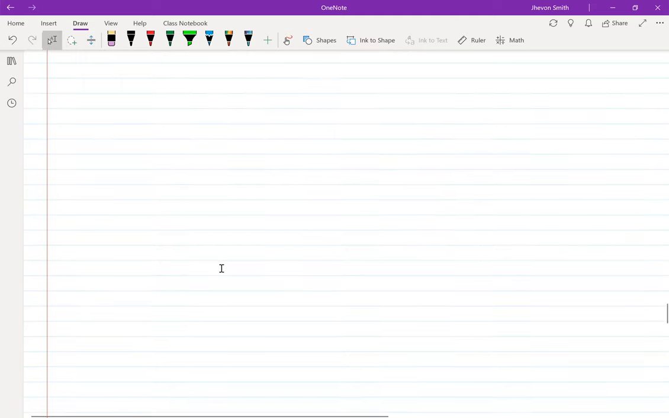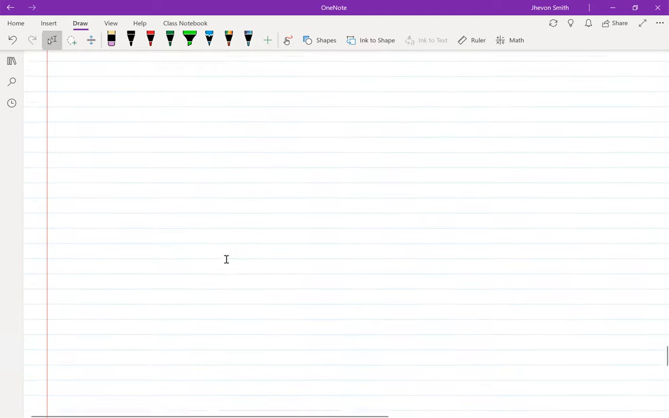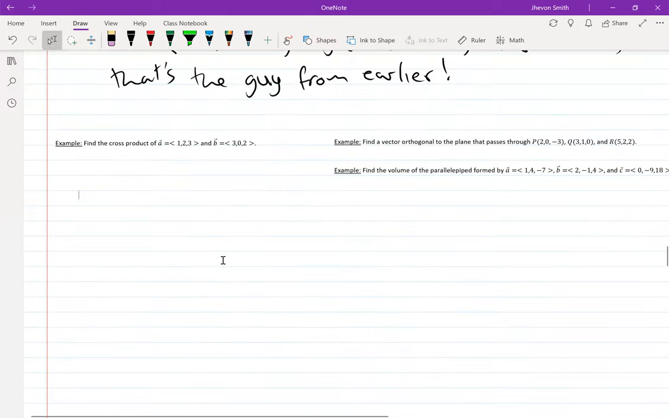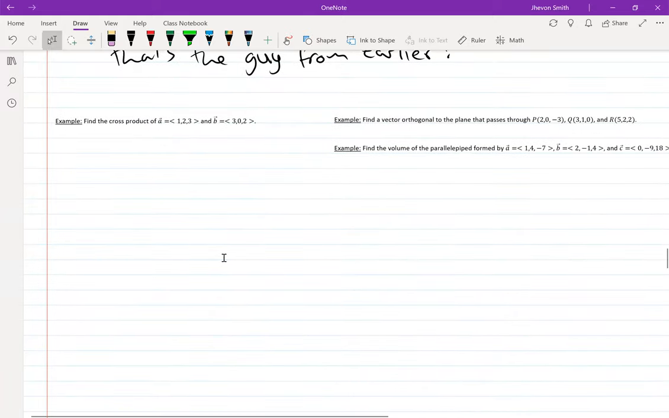Okay, we're going to do these three. Did I have any more examples to do? No. Okay, so we're going to do these three examples, and that will wrap up this section. We have a question here.